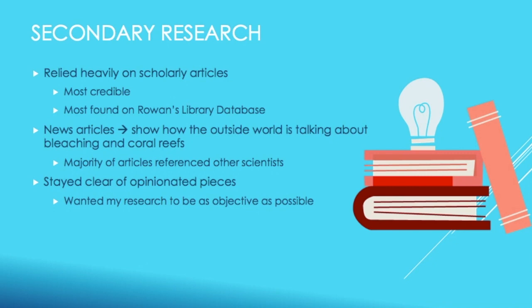As for secondary research, I relied heavily on scholarly articles because they're the most credible ones. I found most of my articles on Rowan's library database because it was easy to narrow my search results. I did get some news articles because I felt like it showed how the outside world is talking about bleaching and coral reefs. And the majority of the articles referenced other scientists as well, which is why I felt they were still okay to use, because they were still citing another scientist who had done work on coral reefs. I stayed clear of opinionated pieces because I wanted my research to be as objective as possible.